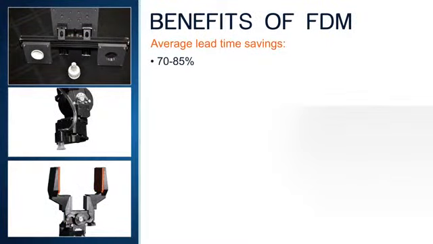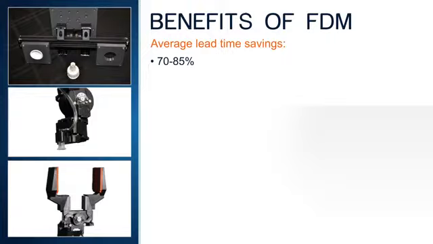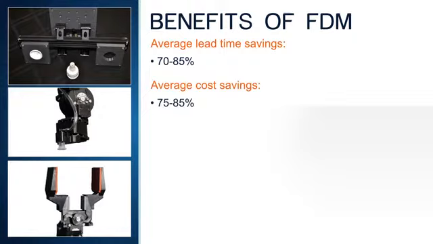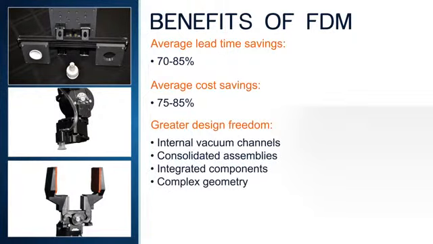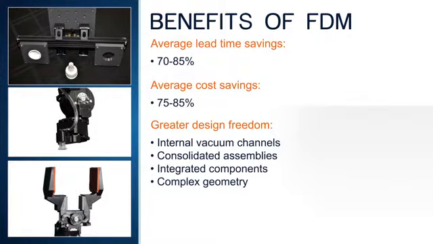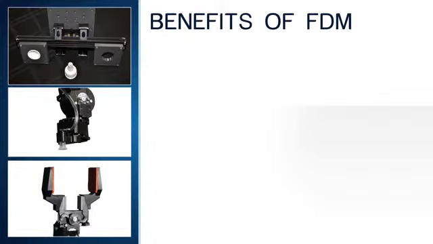FDM reduces the time required to put a robot to work, removing the bottleneck making custom end-of-arm tools. Companies that use FDM end-of-arm tools realize savings of 70 to 85% in the time to make them when compared to CNC machining, and cut the cost by 75 to 85%. Those reductions are true even when making optimized end-of-arm tools that leverage the design freedoms that FDM creates. Add internal vacuum channels to eliminate hoses, combine multi-piece assemblies into a single part, and integrate hardware like magnets, sensors, or RFID tags. Complex designs don't add time or cost.